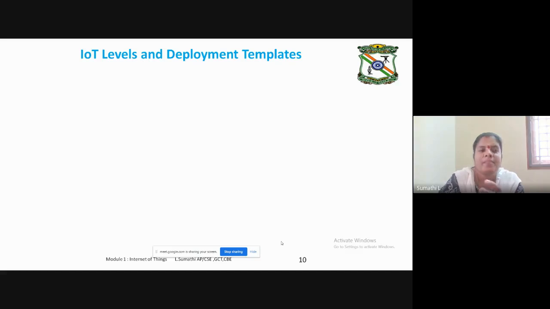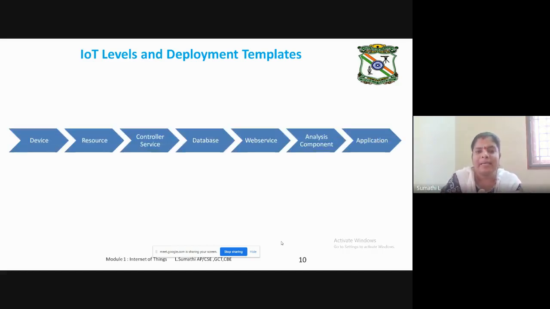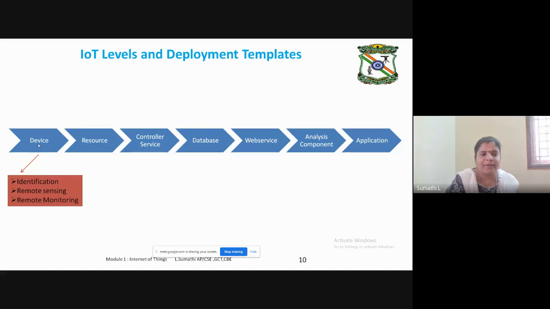In the same way, all the things we have discussed, from sensing to data analysis and developing your application, you can do locally, or you can outsource with the cloud, and your deployment level changes, right? To understand this deployment level, first we will see some basic terms. By now you are well introduced to the device, which is nothing but the sensor or actuator, meant for sensing and monitoring, right?